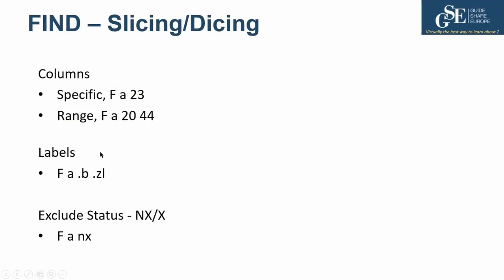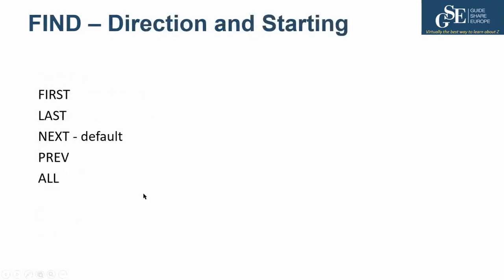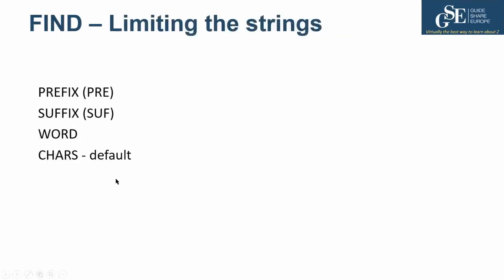So you can slice and dice the data a little bit. If you only want to look at certain columns, you can give a column range or a certain column. You can specify the labels, so you only want to look from these two lines to another line. And you can look only for exclude status or non-exclude status, looking for things on those lines. You can determine the direction you want to look, or all. You can also limit the strings based on if it's a word, or if it's a suffix you're looking for, or a prefix that you're looking for.